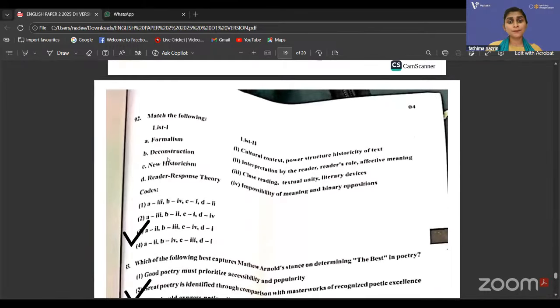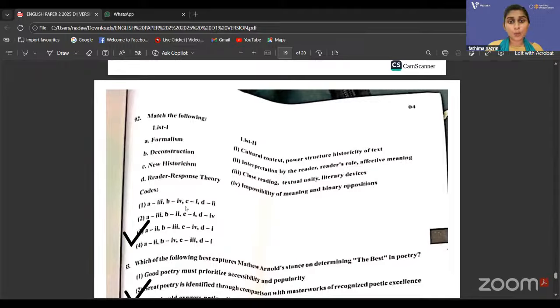Formalism, as you know, is about close reading, textual unity, and literary devices. So A should be 3. You have two options with A 3. Now coming to deconstruction. Deconstruction is about impossibility of meaning and binary opposition. Remember me teaching you that Derrida was against the concept of binary opposition, right? So deconstruction is against binary opposition. So that makes A3, B4, which is option number 1.